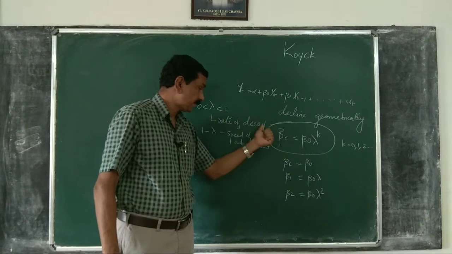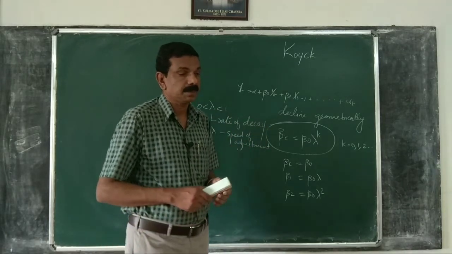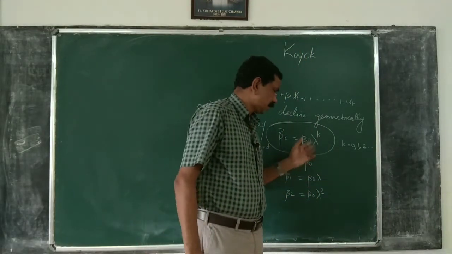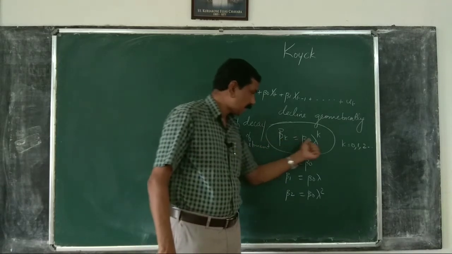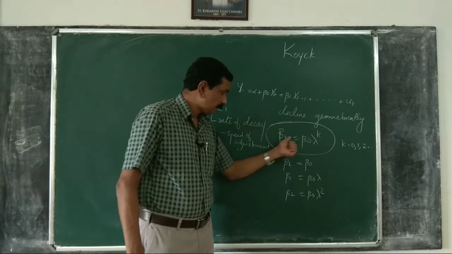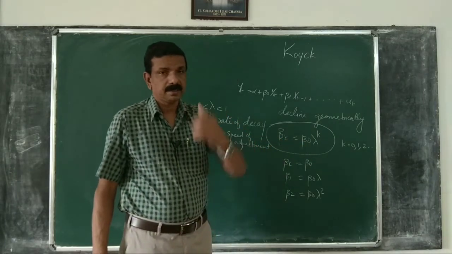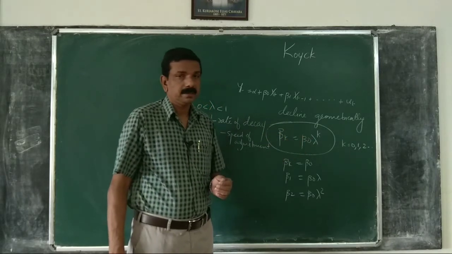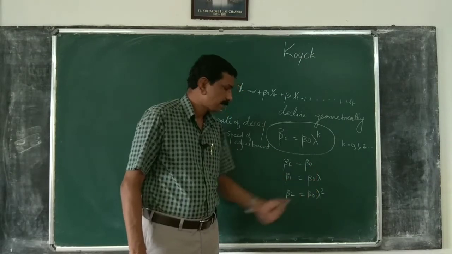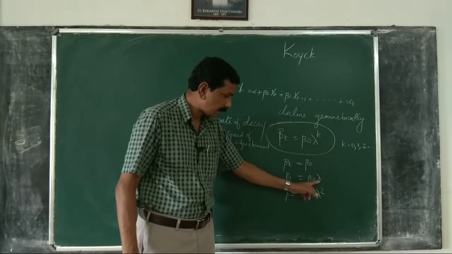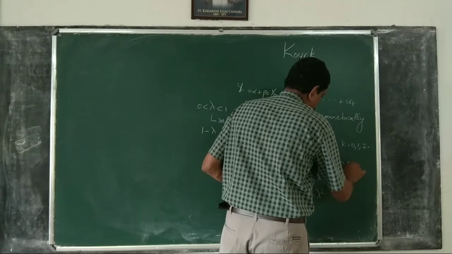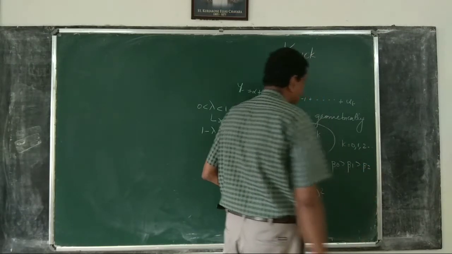So lambda is the rate of decay, 1 minus lambda is the speed of adjustment. Now, what this mechanism says is, as lambda is assumed to be between 0 and 1, the value of successive betas is numerically smaller than the preceding betas. That is, beta 0 is greater than beta 1 because it is beta 0 into a fraction. So beta 0 is greater than beta 1, greater than beta 2, like that.